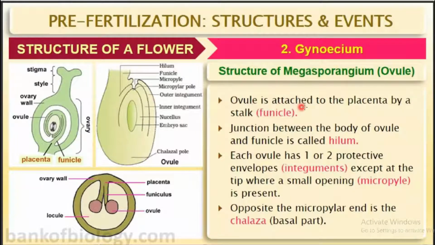Ovule is attached to the placenta by a stalk. That stalk is known as funicle. You can see this is the funicle. If we draw the diagram, we can see the funicle in such a way, like this. So this part, the stalk, is known as funicle.